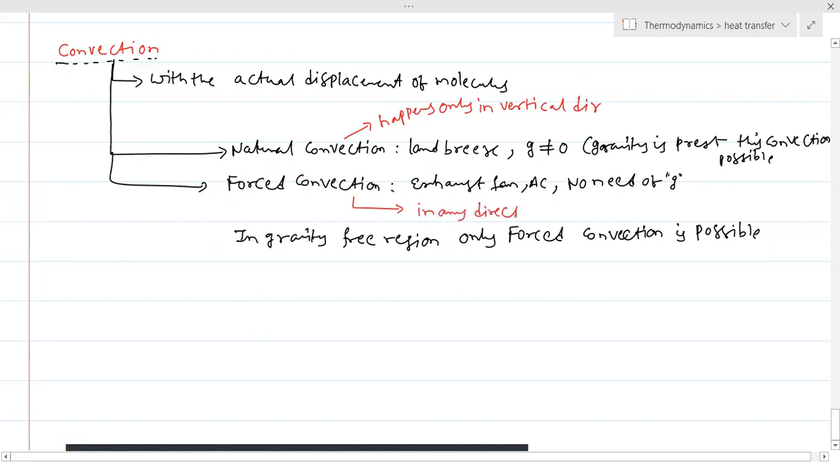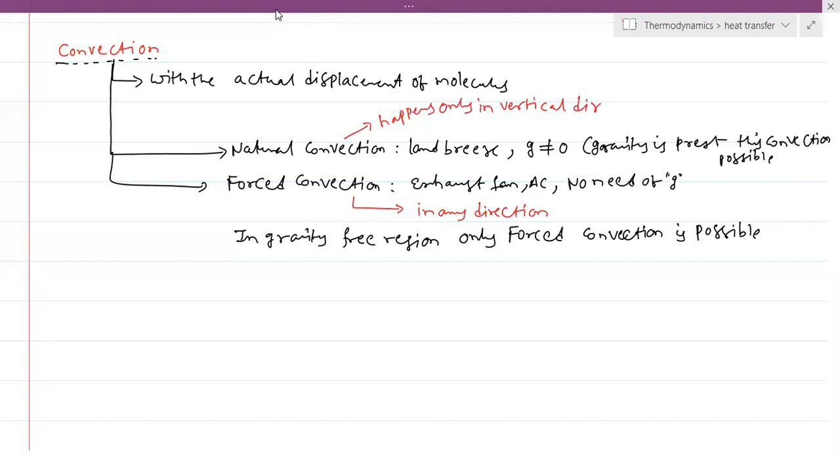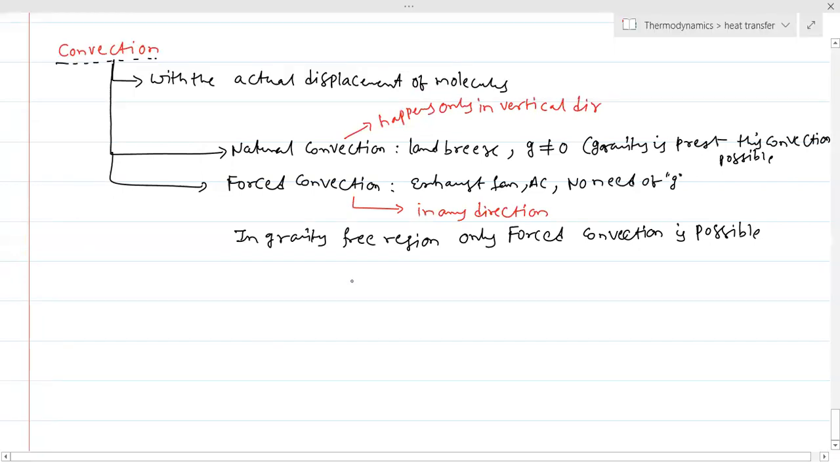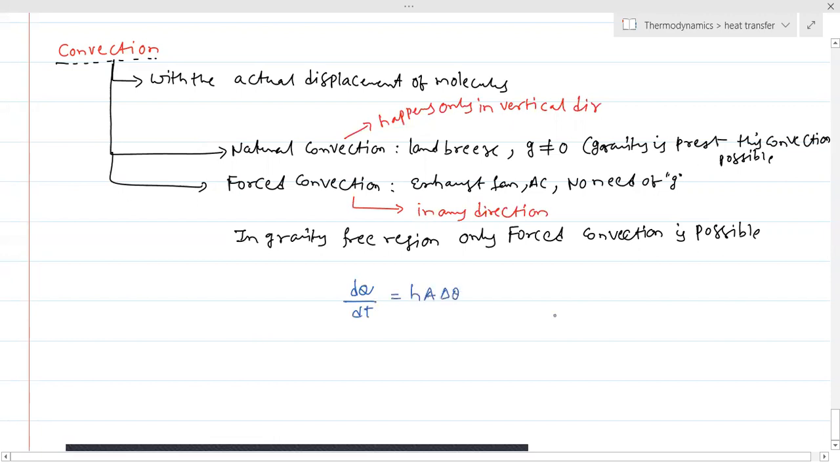It can happen in any direction. So we have only one formula here: dQ/dt is equivalent to h into A into delta theta.